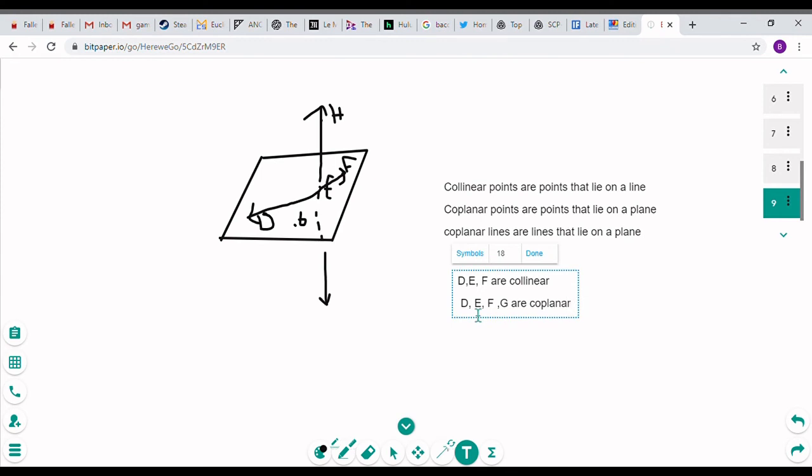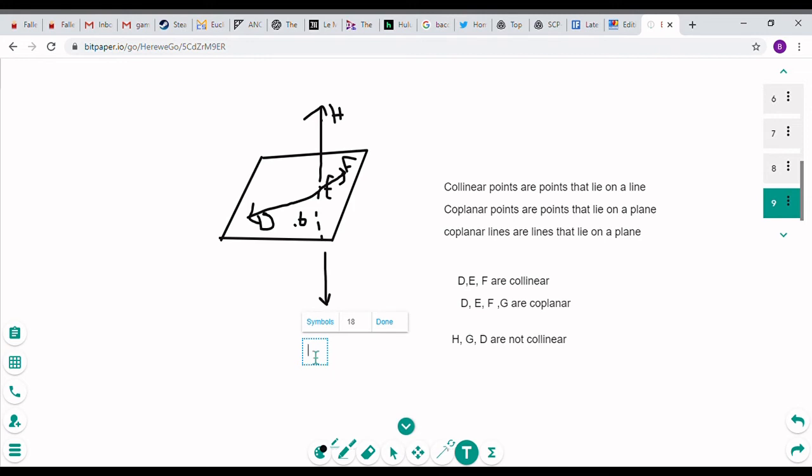As for coplanar lines, there aren't really any here. But the book is asking for 3 points that are not collinear. So just pick any 3 besides D and F. So like H, G, and D are not collinear. So if you don't understand collinear or coplanar, it's okay.